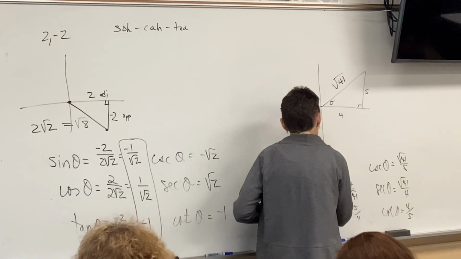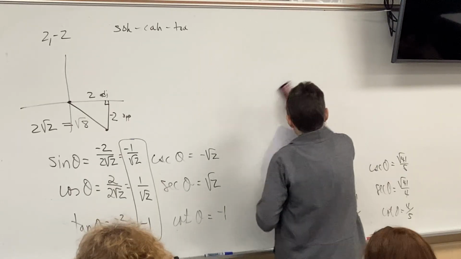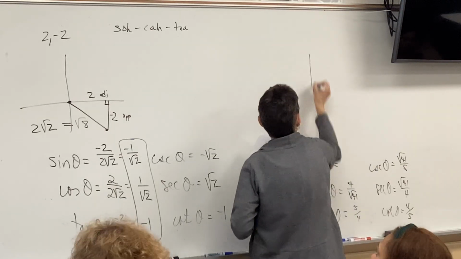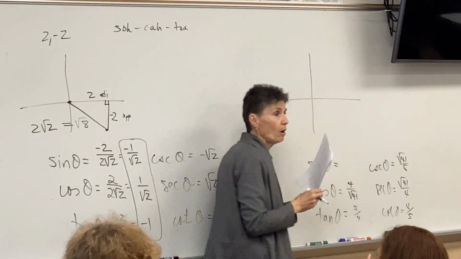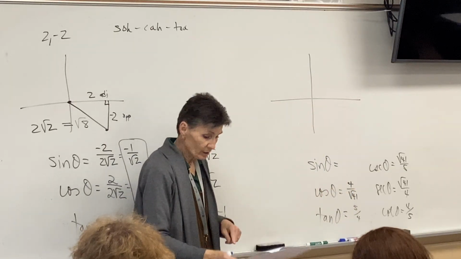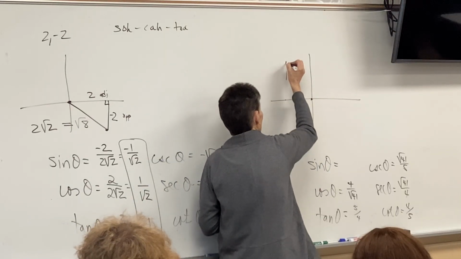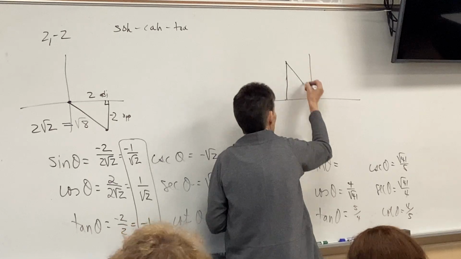All right, let's do B. Which quadrant are we going to draw our triangle in? The second. We're going to start at the origin, go left 1 and up 4. So here's my triangle.